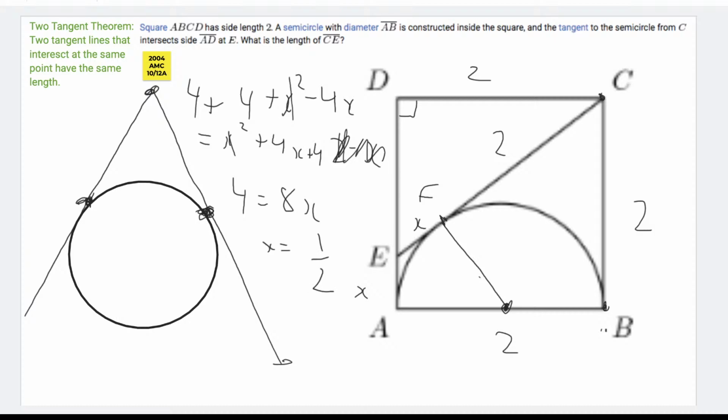And it's asking us to find the length of CE, which is just CF plus EF. And we know CF is 2, and EF is X, which is 1 over 2. So the answer is 2 plus 1 over 2, which equals 5 over 2. And now we found the answer. This was one of the last problems, the final 5 from that year. And look, we cracked it with just the two tangent theorem. So it's a very important concept.